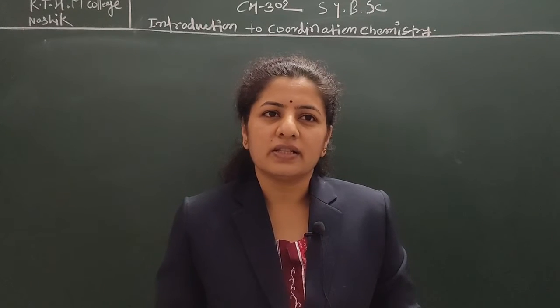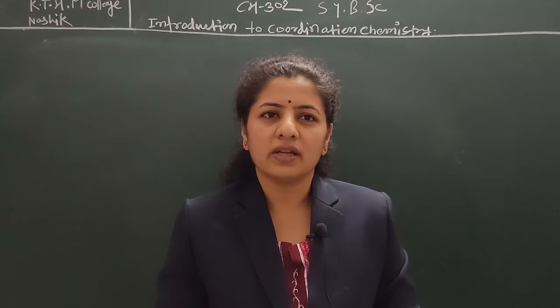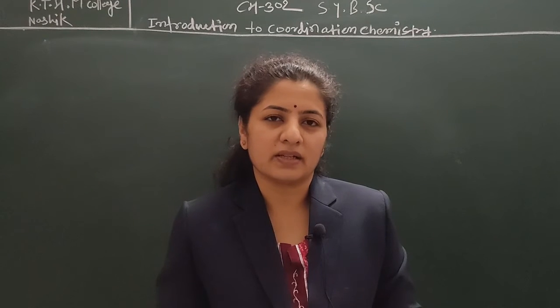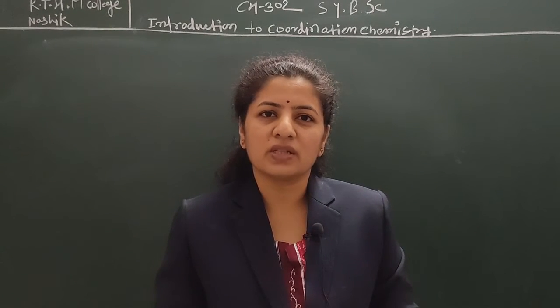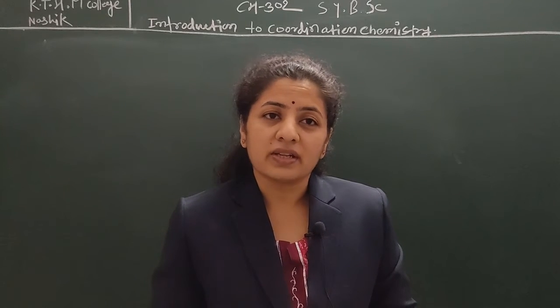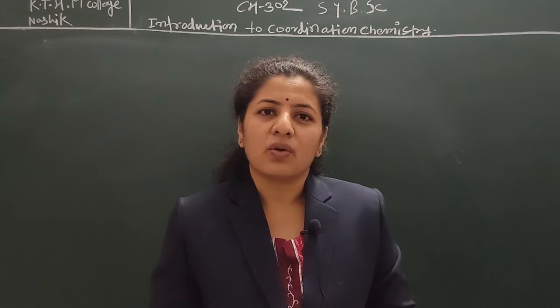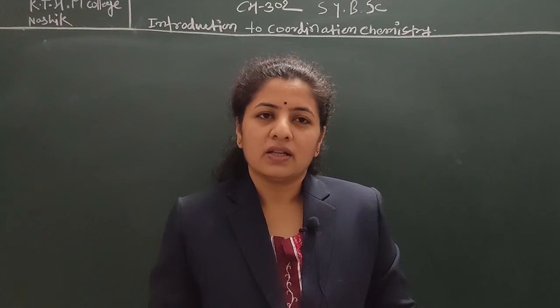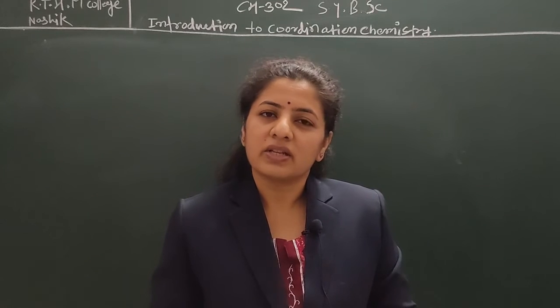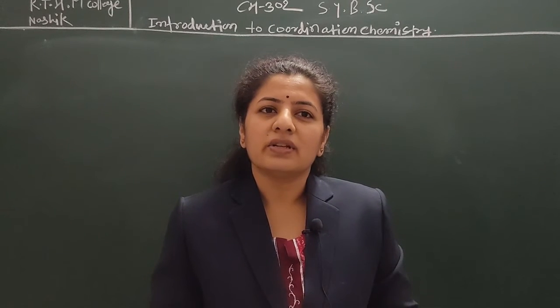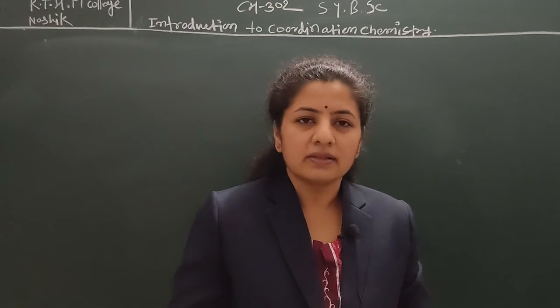Dear students, in this lecture we are going to discuss how to calculate the oxidation state of the central metal ion. Oxidation state is the numerical value and the sign of the charge present on the metal ion. It can be calculated from the charge on the complex ion and the surrounding ligands. In this lecture we are going to discuss various examples. So let's start with the first example.